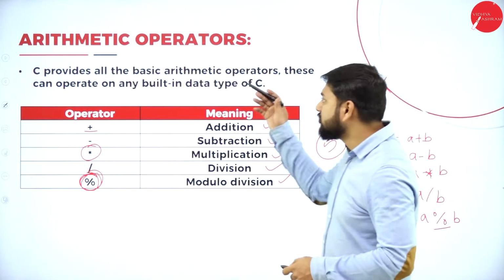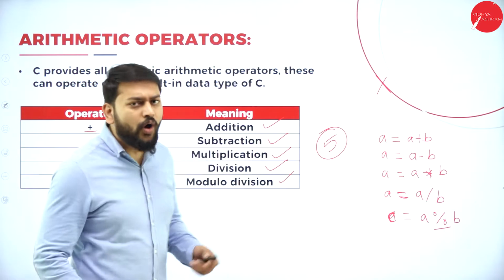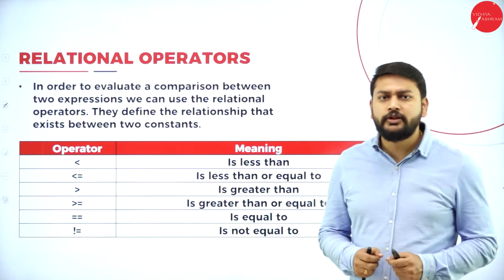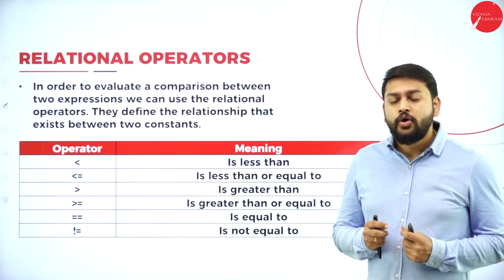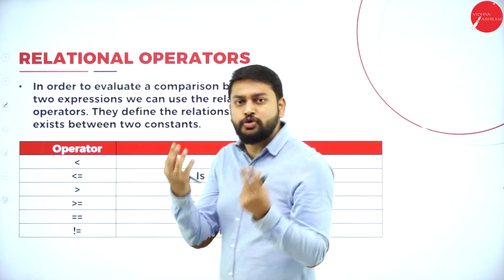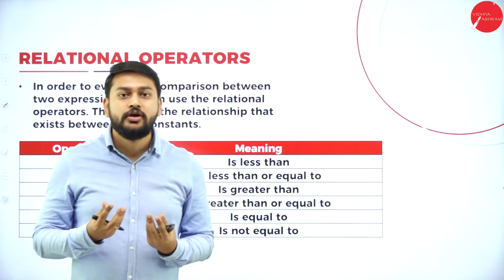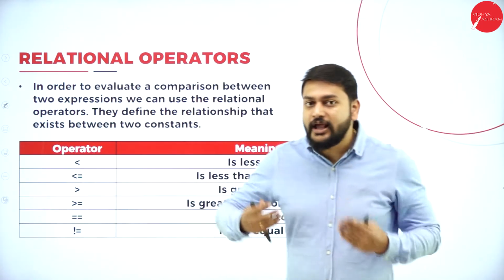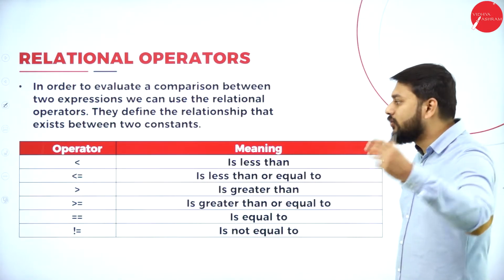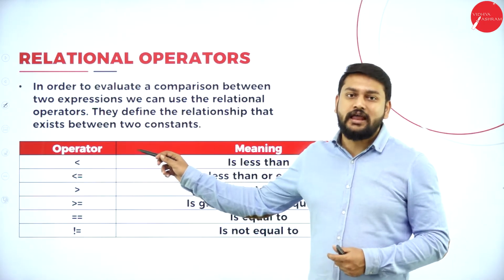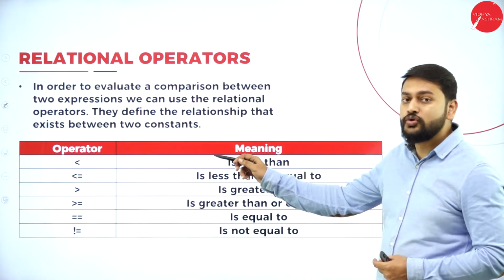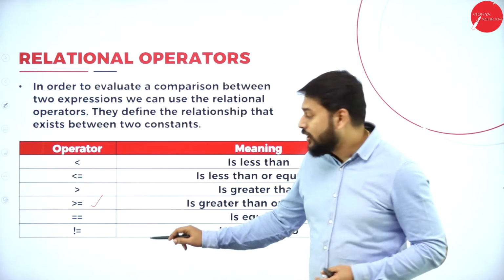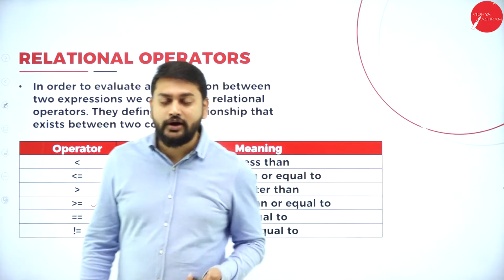So fine. This is all about the arithmetic operators. What is the next one that I have? The next one is very simple. That is the relational operator. To understand the relationship between two variables, we have the relational operator. How do we use it, and what are the different types of relational operators that we have? Let's have a quick look. We have less than, less than equal to, greater than, greater than equal to, and also we have is equal to and not equal to.